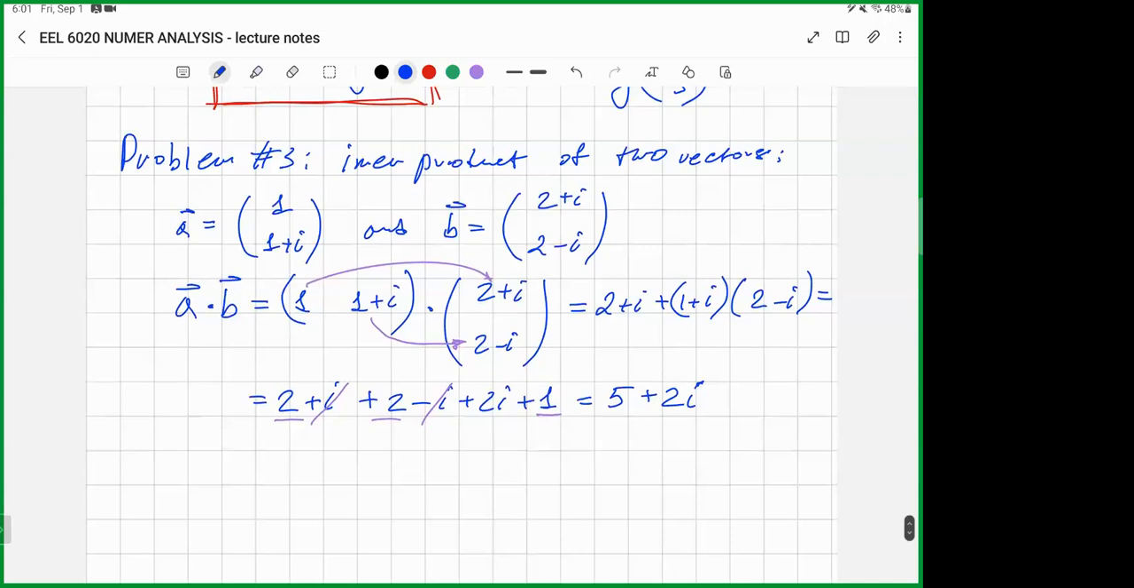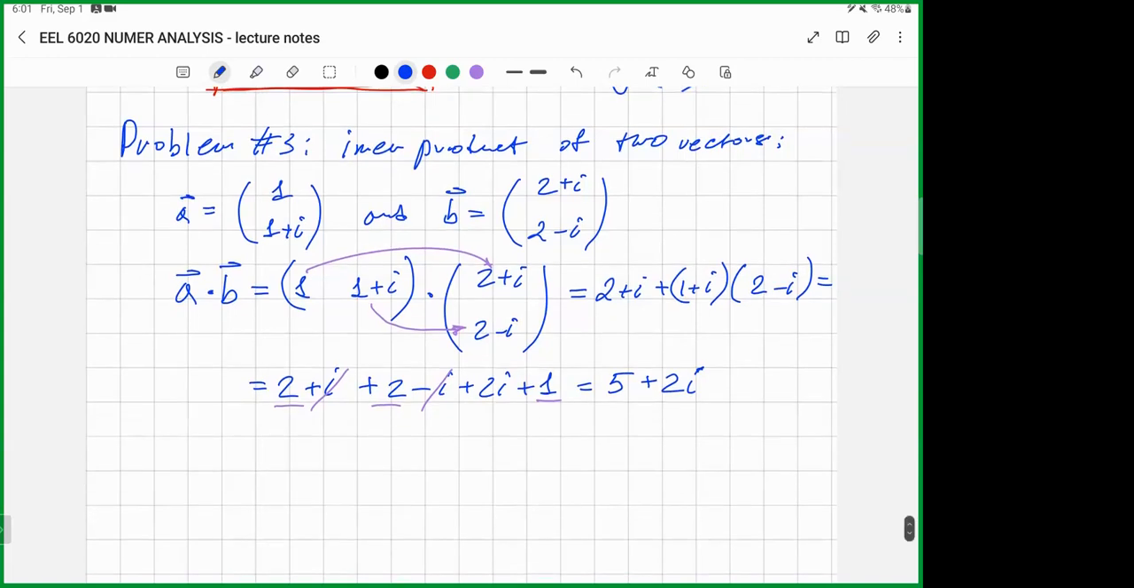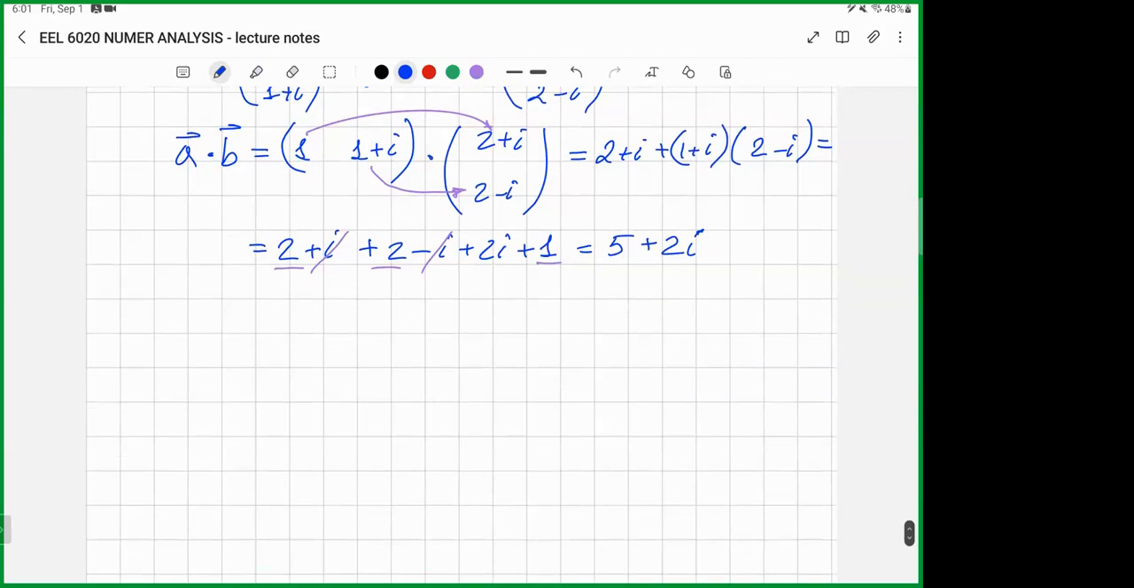If it's not specifically mentioned, for example in the homework where I ask you to compute the inner product of two other complex vectors, don't take the complex conjugate of one of them. Do it the way I just did.